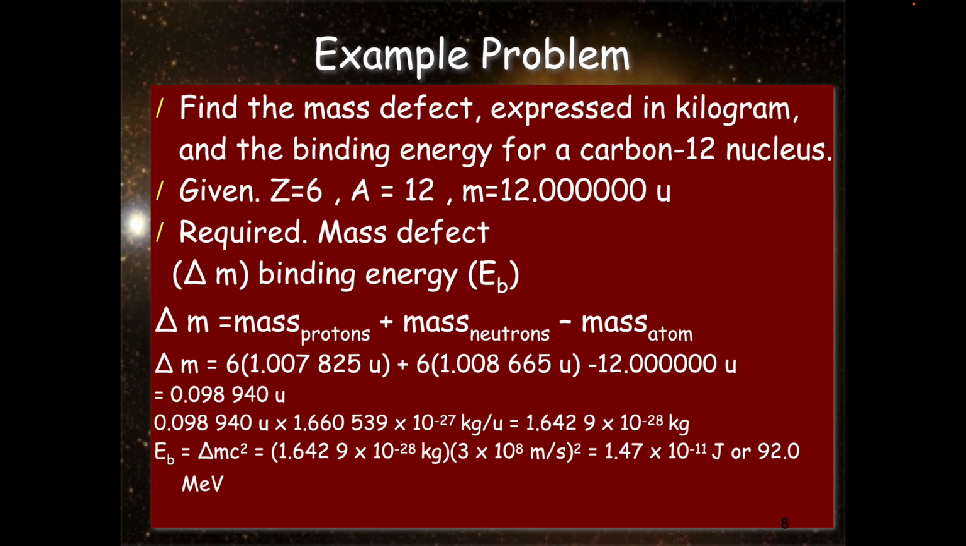You'd be saying, well, that doesn't seem like it would translate into a large amount of energy. But according to the mass equivalence equation, the mass defect is multiplied by the speed of light squared, which is a large number, basically 9 times 10 to the 16. That gives us 1.47 times 10 to the negative 11 joules, or 92 mega electron volts, and that's for one atom. So you can see the energy is a very high amount when you start talking about millions or billions of atoms involved in some kind of fusion or fission reaction.